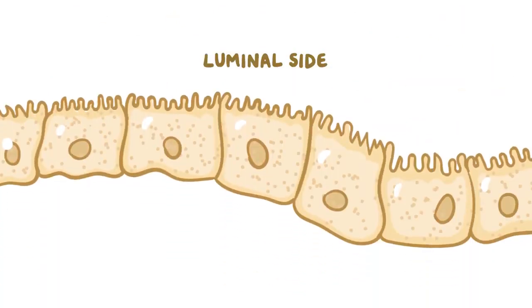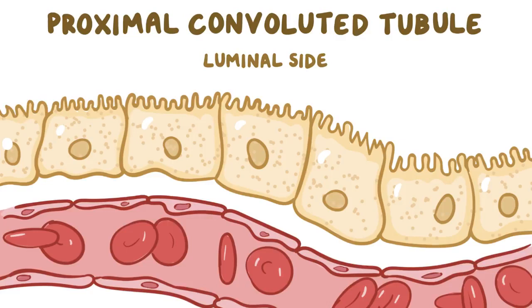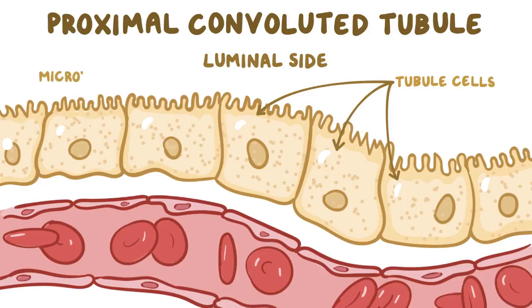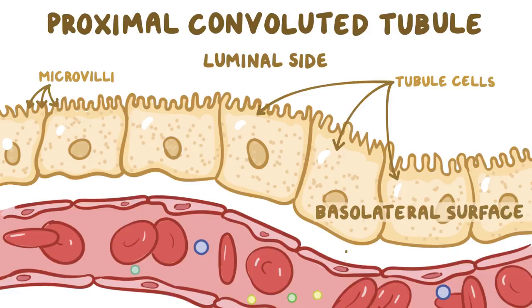The luminal side of the proximal convoluted tubule is lined by tubule cells, which are also known as brush border cells. The apical surface of these cells, which faces the tubular lumen, is lined with microvilli. Microvilli are tiny projections that increase the cell's surface area to help it reabsorb more solutes, or water. On the other side is the basolateral surface, which faces the interstitium, or the space between the tubule and the peritubular capillaries.